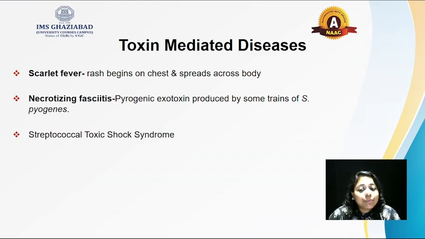And the last one is streptococcal toxic shock syndrome. So these are the toxin mediated diseases. What are toxin mediated diseases? When the toxins released by the Streptococcus species reach some organ or the site where the infection has occurred, and they damage that particular area or site, it is defined as a toxin mediated disease.